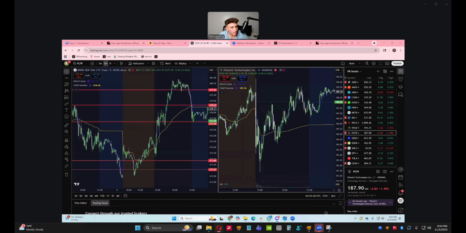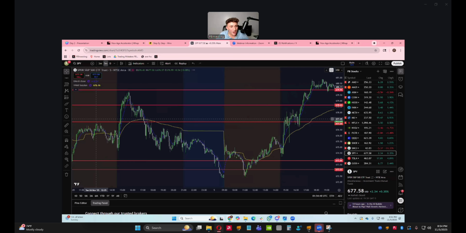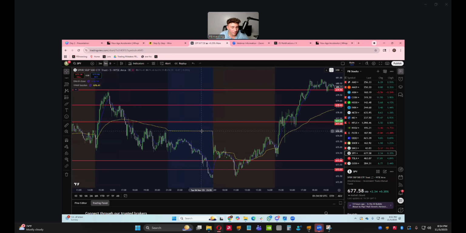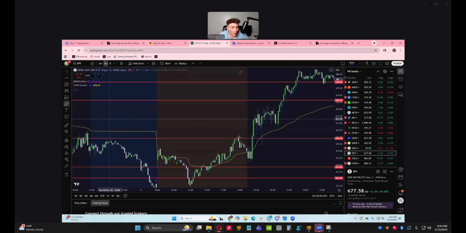Can you buy the VWAP retest if it's declining under the pre-market high? No. So look, you guys want to know when the VWAP retest works the best? I didn't go over this yet, but let me show you something. The retest works the absolute best when VWAP and pre-market high are lined up.